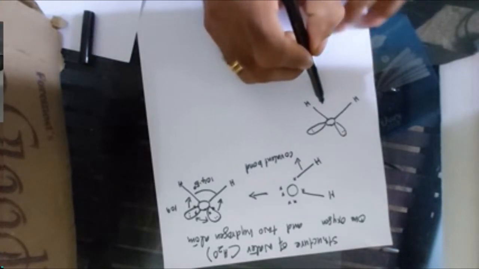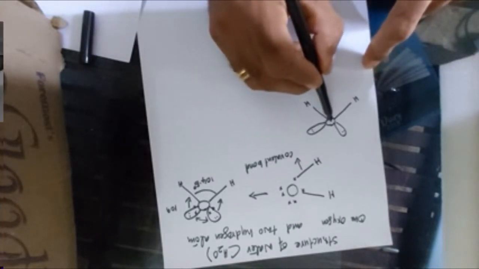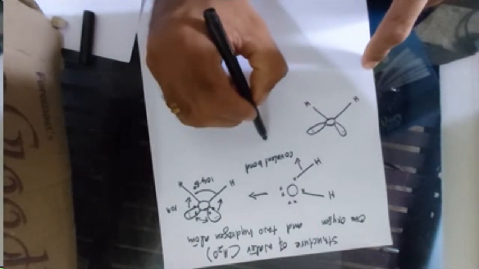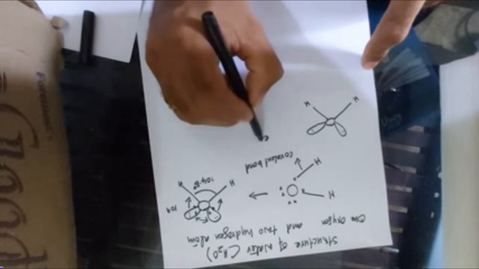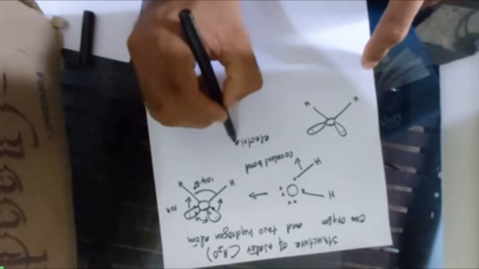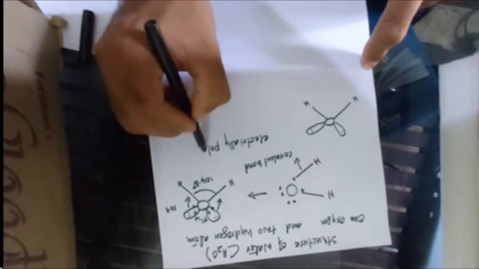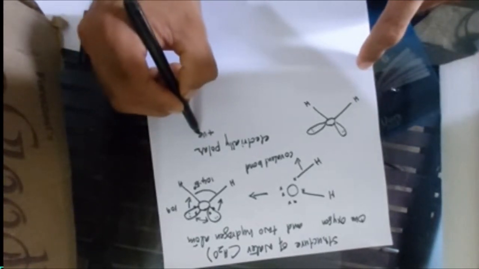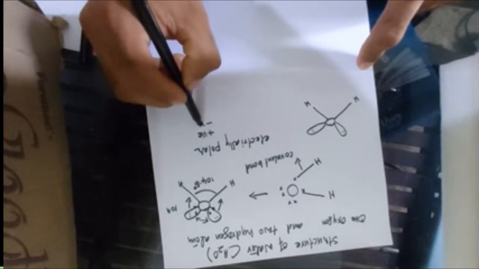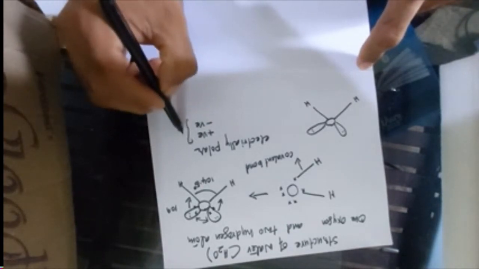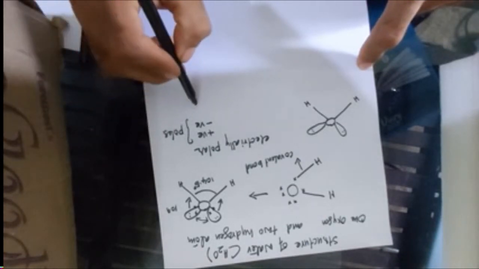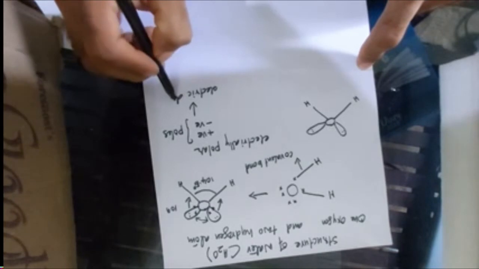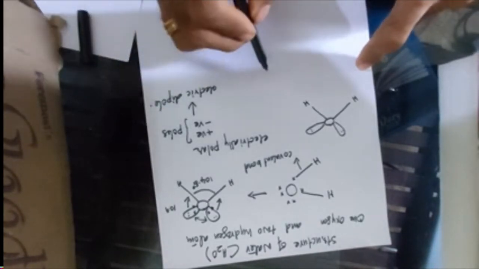So now this water molecule is electrically polar, meaning it has electropositive and electronegative poles, hence it is called an electric dipole. And how does it form?